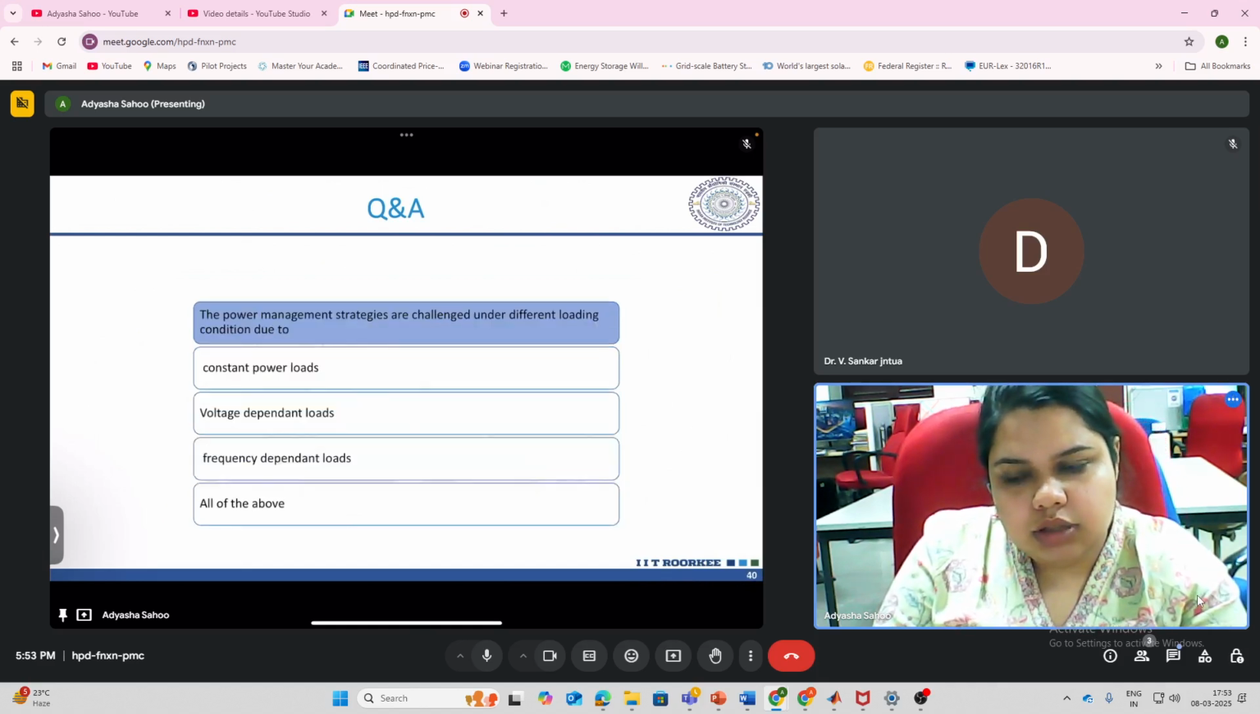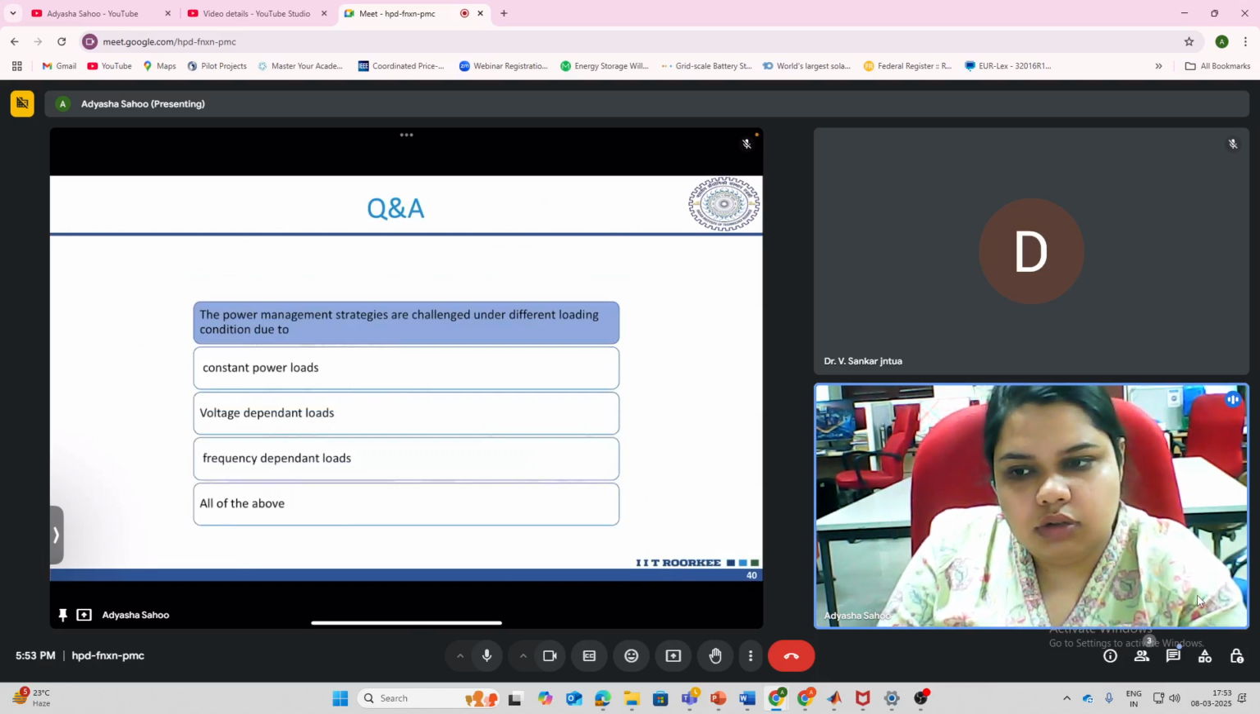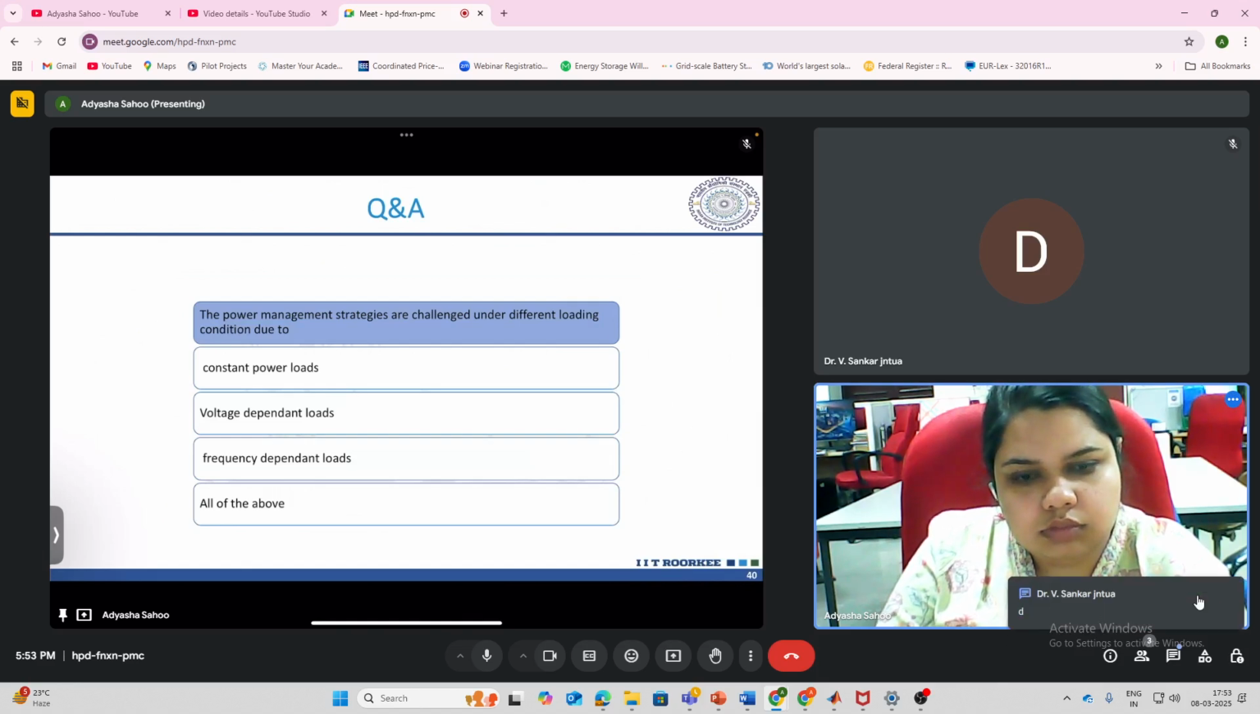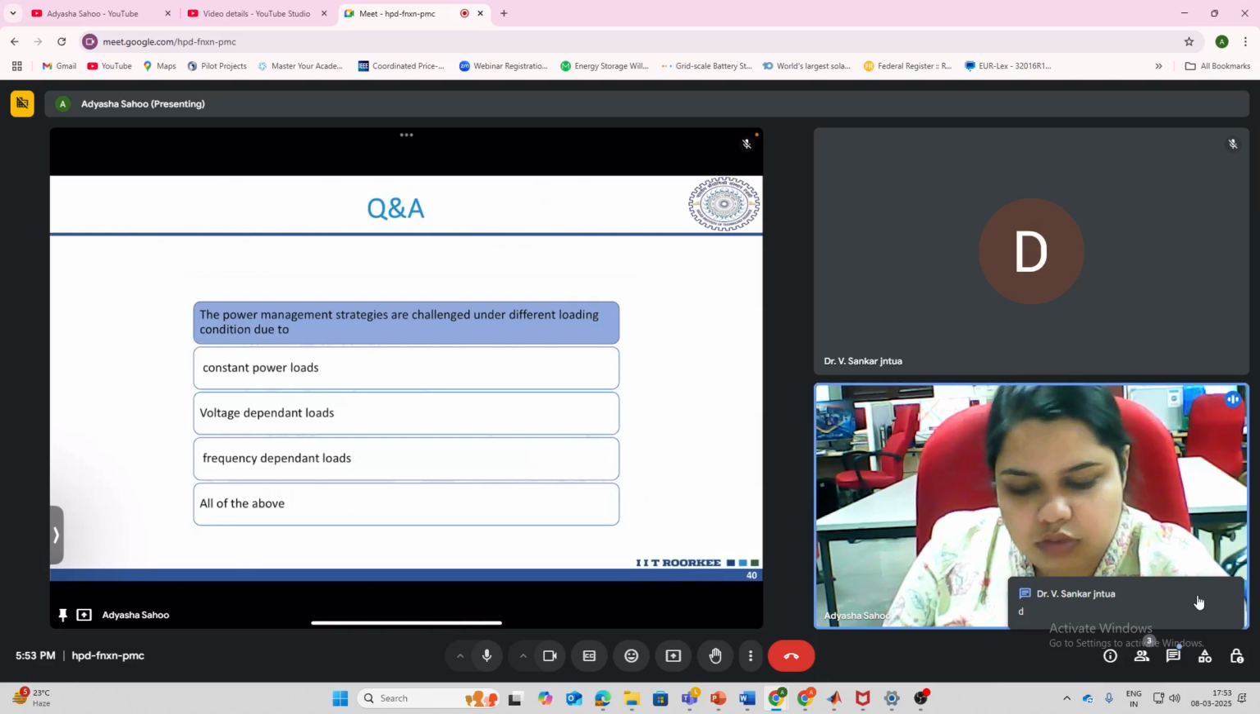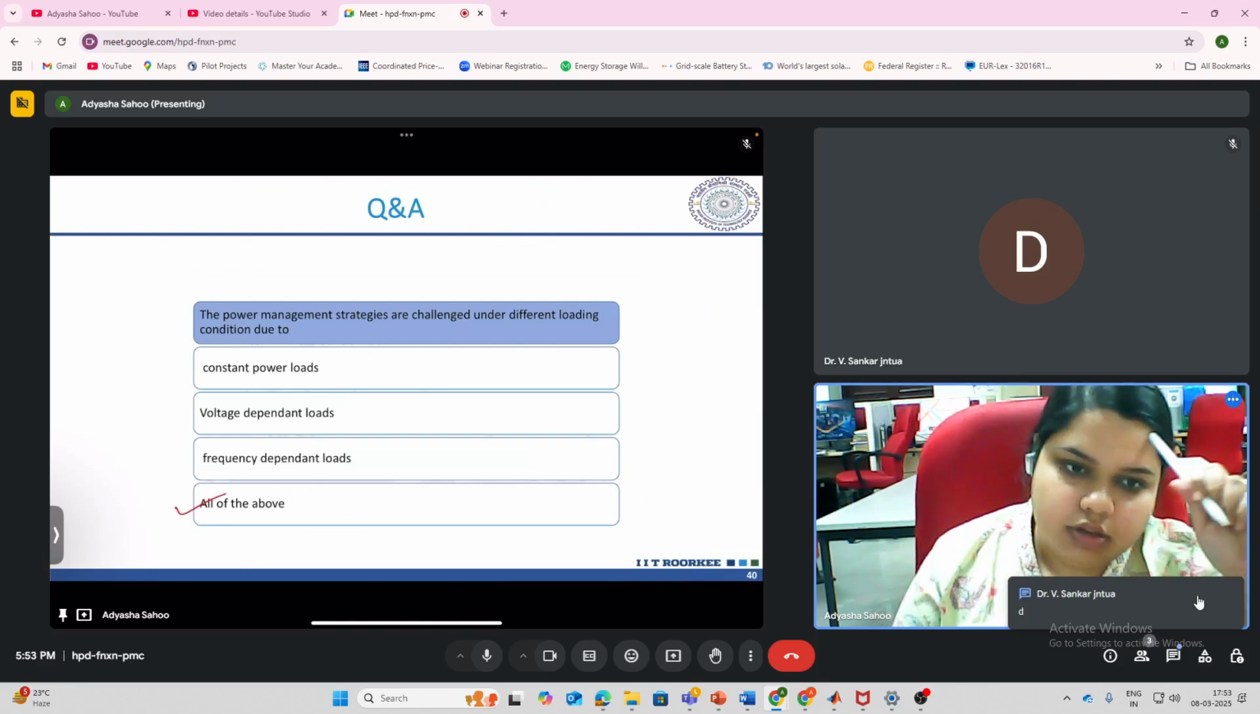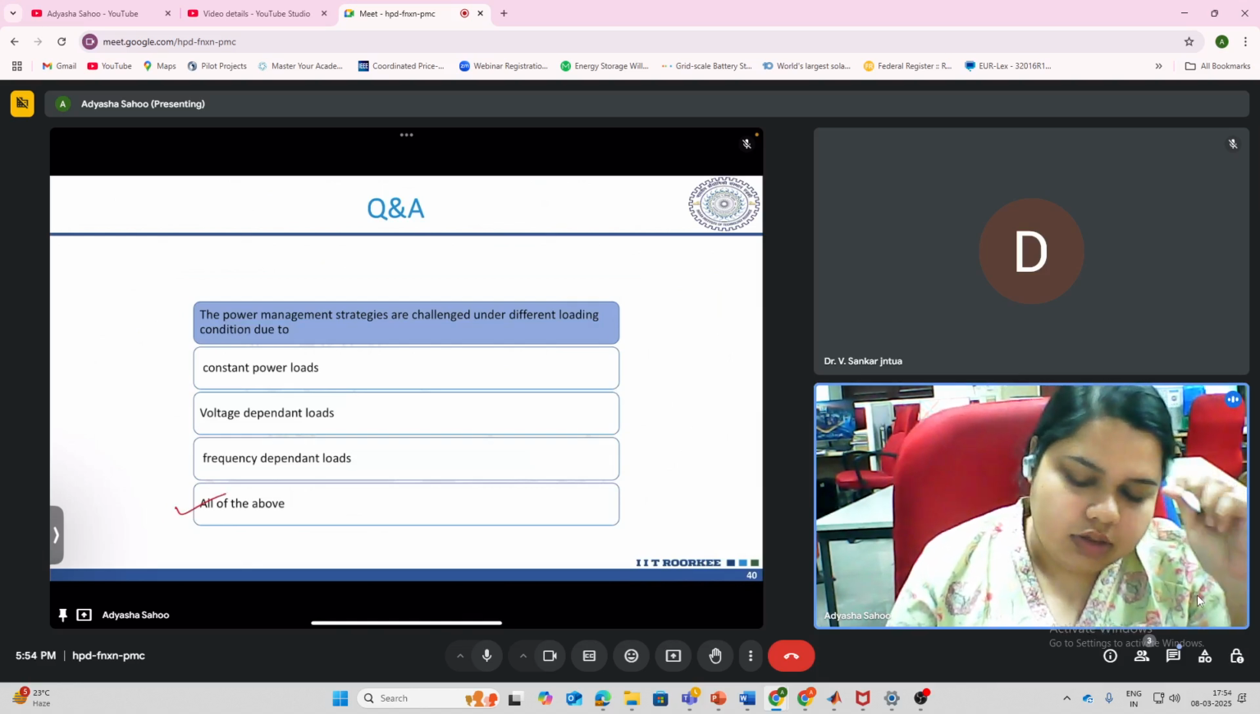The power management strategies are challenged under different loading conditions due to the presence of constant power loads, voltage dependent loads, frequency dependent loads, or all of the above. Yes, it is due to the presence of all these types of loads, due to the composite characteristics of various loads.